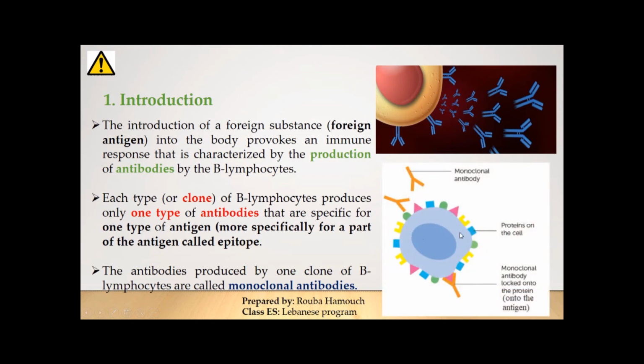Here we have an antigen expressing different epitopes. The antibody, the Y-shaped molecule here, will bind by complementarity to a part of the antigen called epitope. So each antibody is specific for an epitope, a part of the antigen, and all antibodies produced by the same type of B lymphocyte are called monoclonal antibodies.